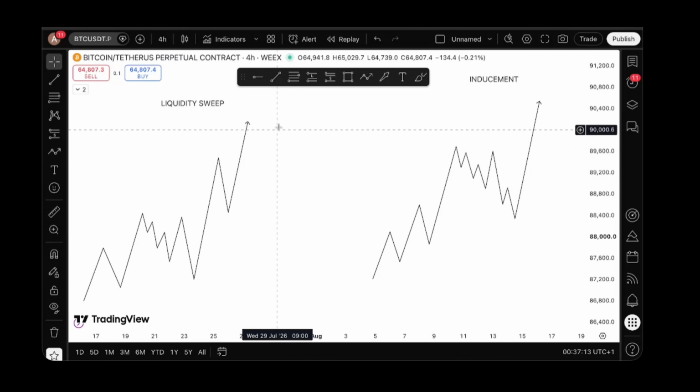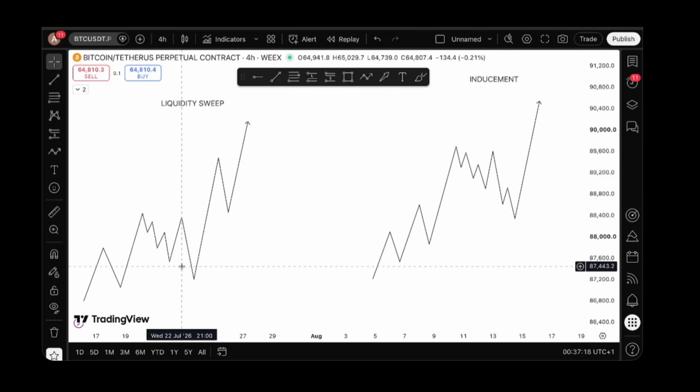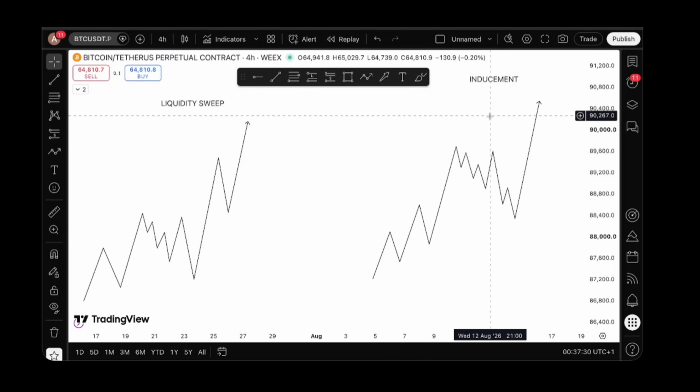Liquidity sweep is when smart money takes out stop losses in the opposite direction of the actual trend before a continuation of the trend. Meanwhile, inducement is when the stop losses of retail traders are being hunted by smart money in the same direction as the trend, right? And that's one of the major differences. There's another.